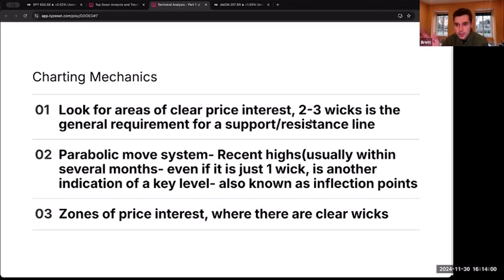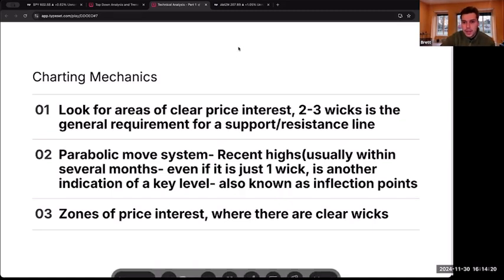There's something else we can do too. We can also use something called a parabolic move system, which is just a fancy way of saying look for V shapes. So if you see a stock going up and down, up and down, and all of a sudden you see a big, crazy downside move or a big, crazy upside move, well, the low or the high of that move is going to be a level. The reason is that it's known as a parabolic move.